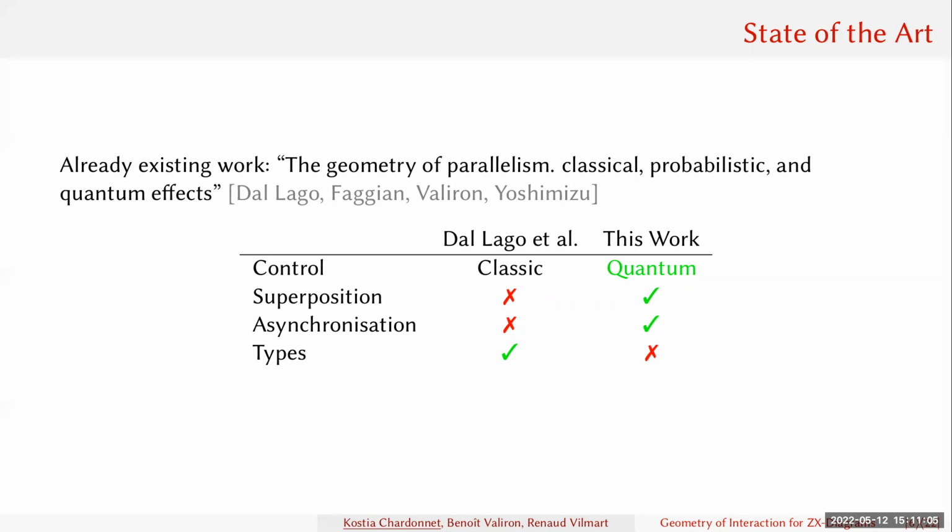But compared to the ZX diagram and the work we did, they have a notion of type. So for instance, they can have a product or coproduct, which we don't have in the ZX calculus.